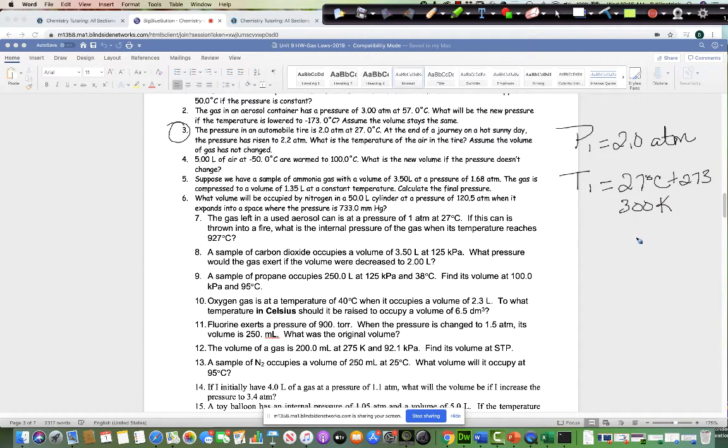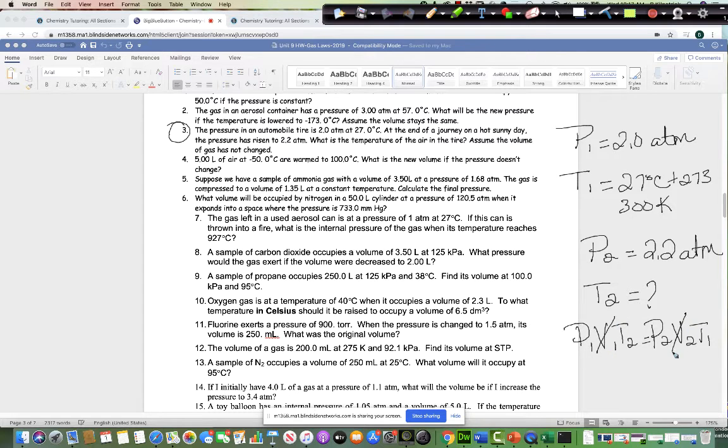Then it tells us that our pressure has risen, so this is our final pressure. That's going to be 2.2 atmospheres. And we are looking for the temperature at that pressure, so we're looking for the final temperature. You can assume the volume has not changed, so it's being held constant. So using our equation, we have P1 times V1 times T2 is equal to P2 times V2 times T1. Well, volume is being held constant, so take it out. And now you can just plug everything into the equation.